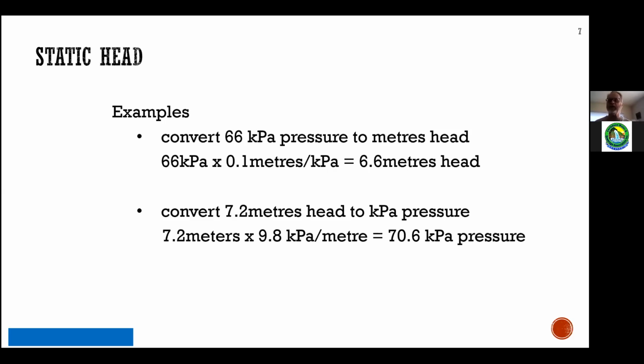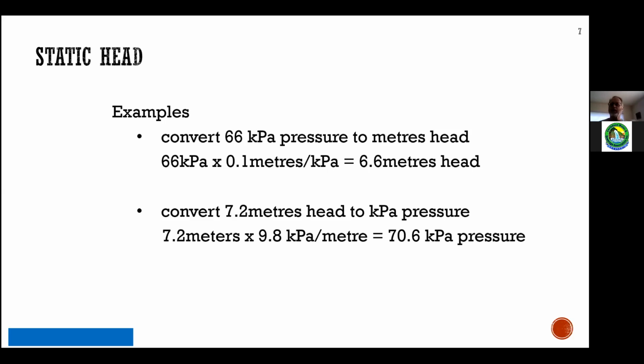All right, well, how many meters of head is that? 66 times 0.1 equals 6.6 meters. And it's almost a 10-to-1 relationship, right? 9.8 kPa per meter, or 0.1 meters to kPa.